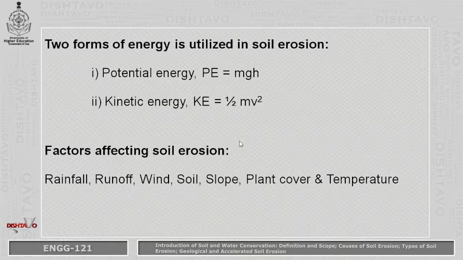Basically, two forms of energies are utilized in soil erosion. First is the potential energy, meaning the energy which is due to the position of the object. It is given by P is equal to mgh, where m is the mass, g is the acceleration due to gravity, and h is the height. Second is the kinetic energy, which is due to the motion of the particles, given by the equation K is equal to 1/2 mv square, where m is the mass and v is the velocity of that soil particle. Factors affecting soil erosion: many factors affect the erosion, like rainfall, runoff, wind, soil, slope, plant cover and temperature.